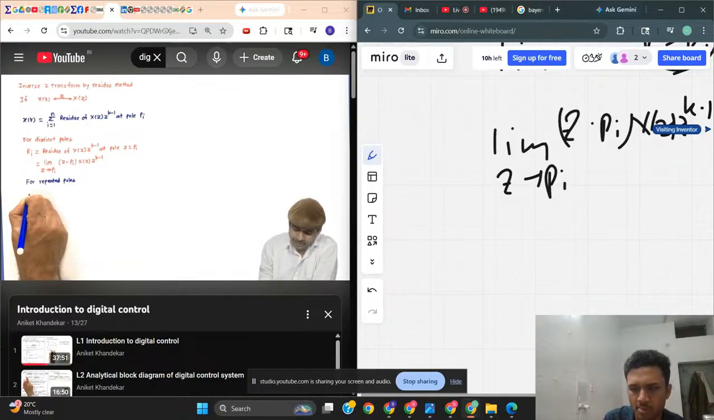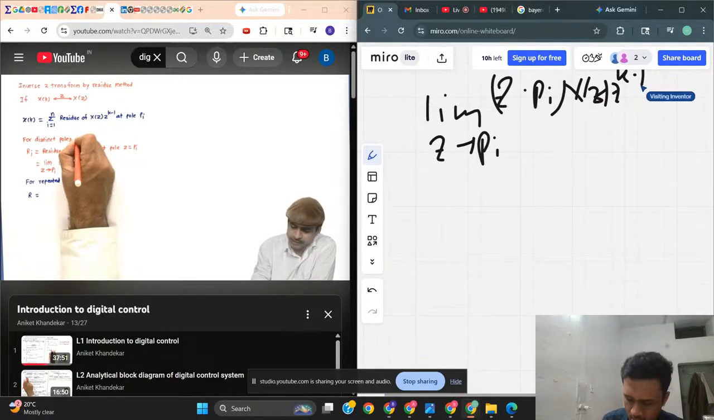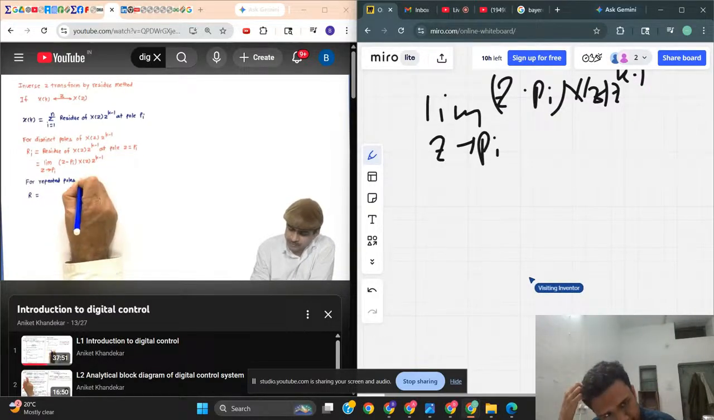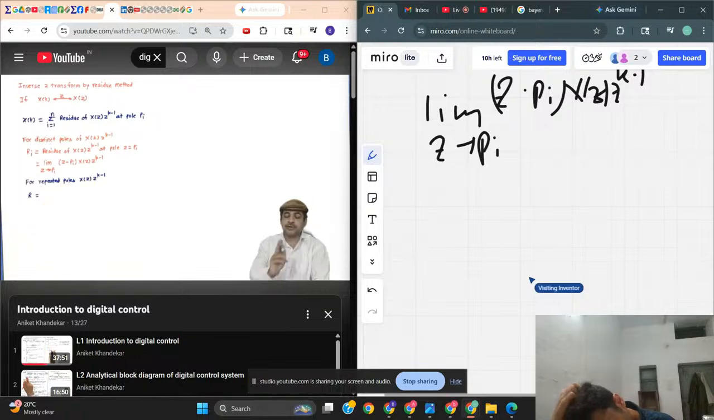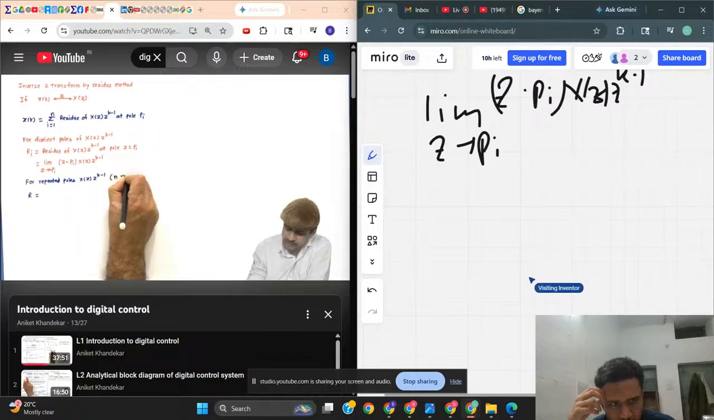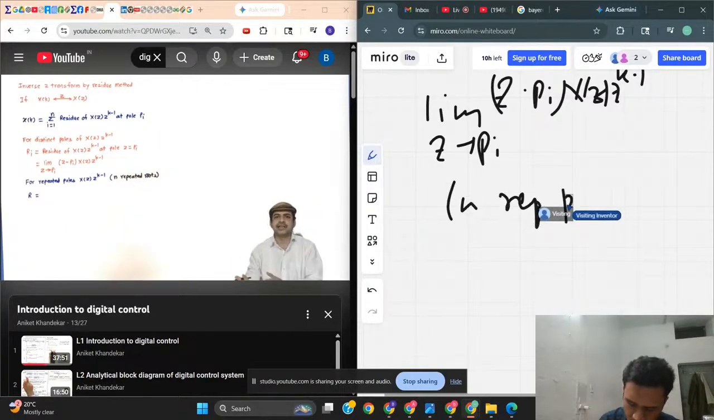Directly for each p_i I will find this R_i. Here also we have to see for different poles of X(z) into z raised to k minus 1. Even here there can be repeated poles of X(z) z raised to k minus 1. Let us consider one case that there are n repeated poles. For example, 1 upon (z plus 1) raised to n means n repeated poles at z equal to minus 1.